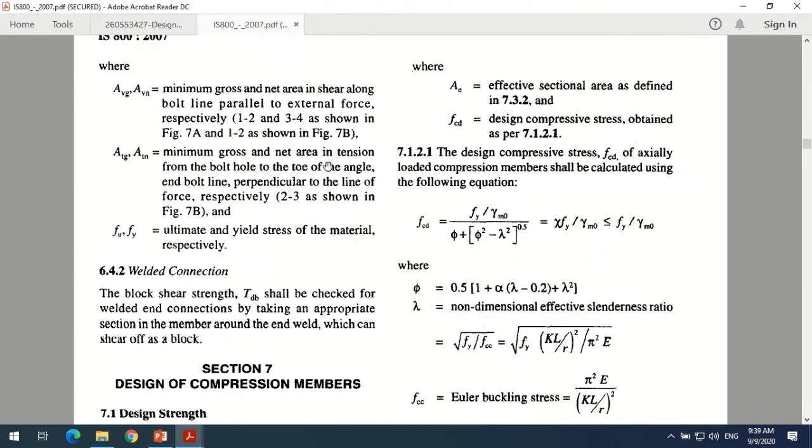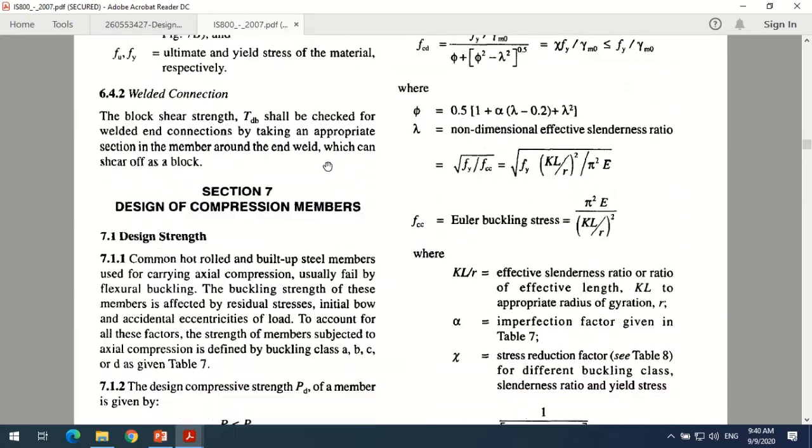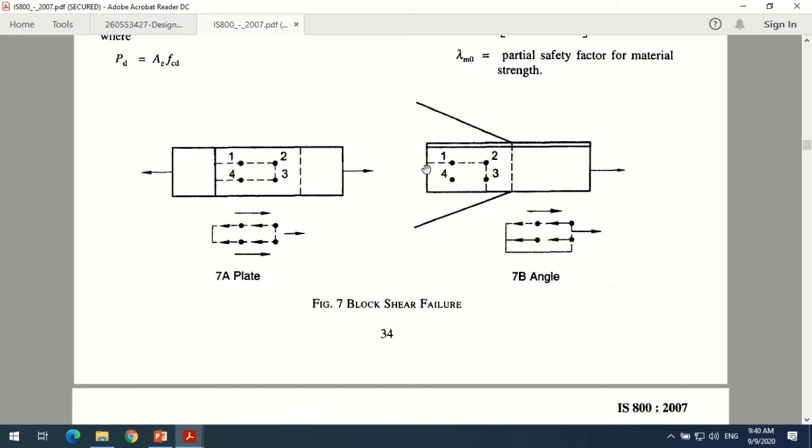We have seen this earlier, but still, coming to this block shear diagram, AVG is the area along this line from this end to the center of this bolt. Whatever the length is, the end distance plus this pitch distance plus half the bolt diameter, that into the thickness of the angle will give you AVG. If I make the deduction for the bolt holes, then it will be AVN. The only difference between AVG and AVN is whether you do the deduction for the bolt hole or not. If you don't, it will be the gross area along the shearing plane. If deduction for the bolt holes is considered, it will be the net area along the shearing plane.